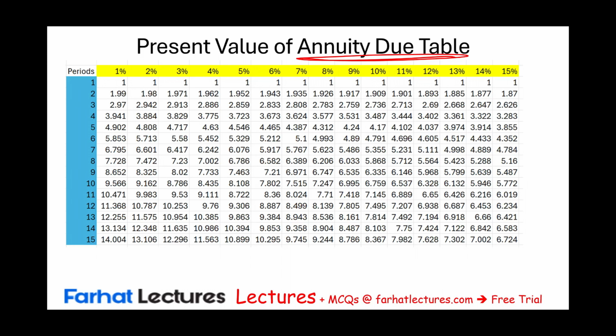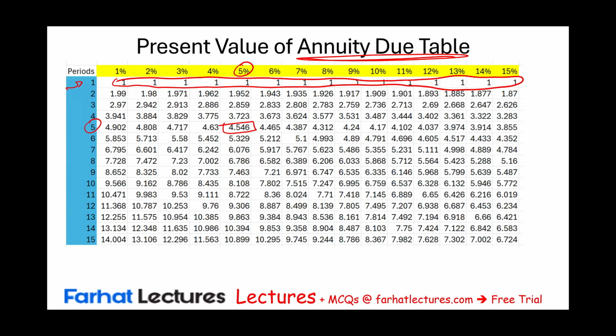If you are given the table, great. If you are given the table, notice 5 periods, 5%, the factor is 4.546. You don't have to do any computation. It's given. Now, how do you know it's the present value of an annuity due table? Notice for year one, the factor is 1. Because when you get the first payment, or when you make the first payment, if it's a due, there's no time value. Multiply the answer by 1. So just kind of a hint.